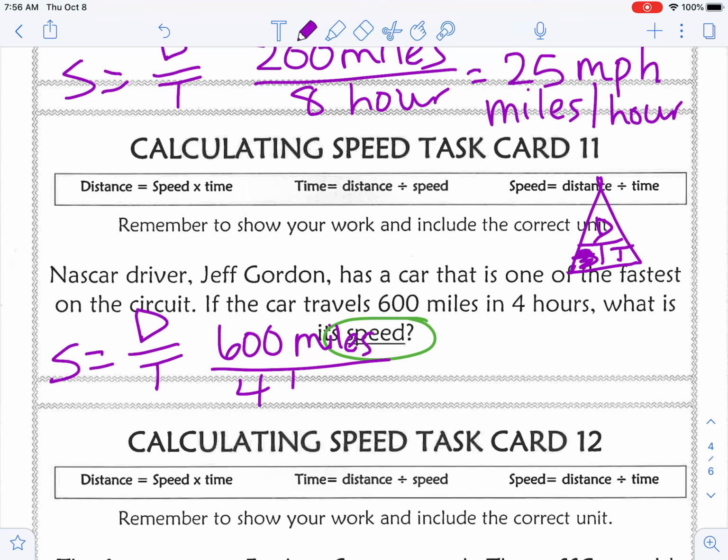What is the time? 4 hours. So I get my calculator out and I go 600 divided by 4, and that equals 150. That's the numeric portion. I'm ready for my unit, miles per hour. I cannot eliminate any of that. I've got to use both of it, miles per hour.